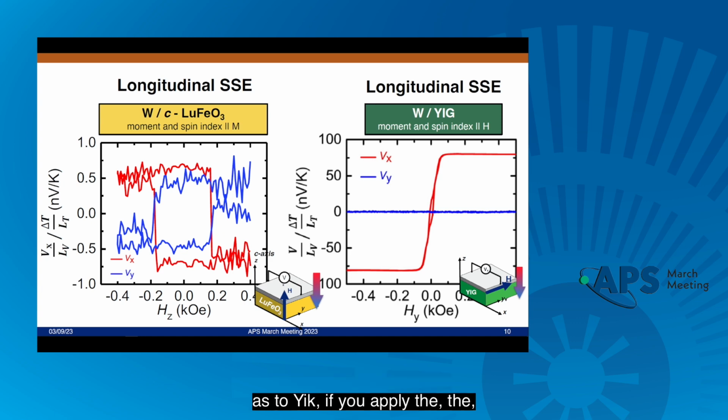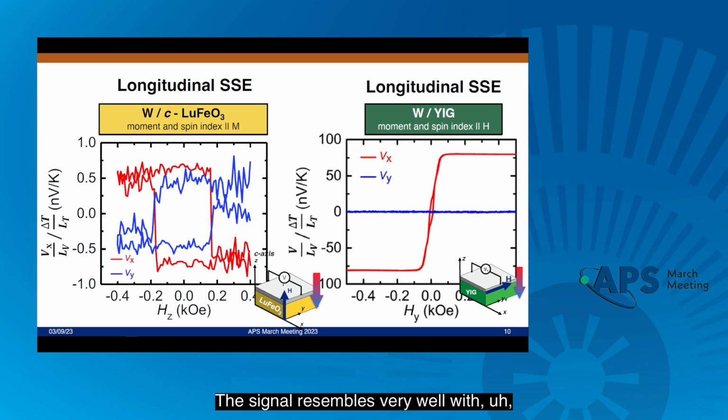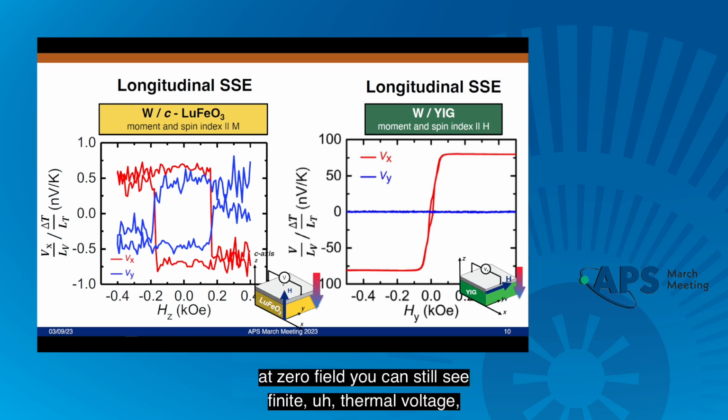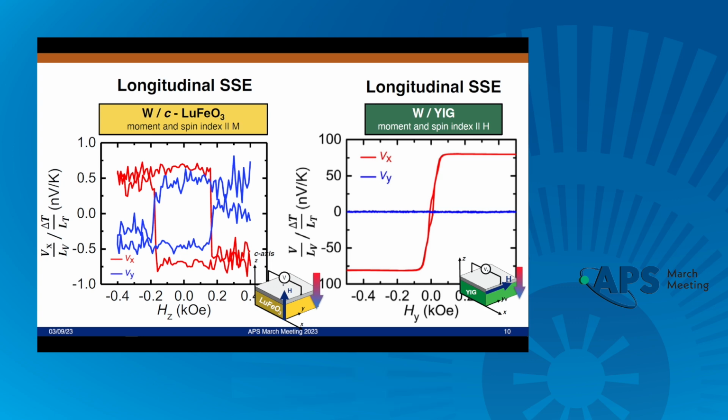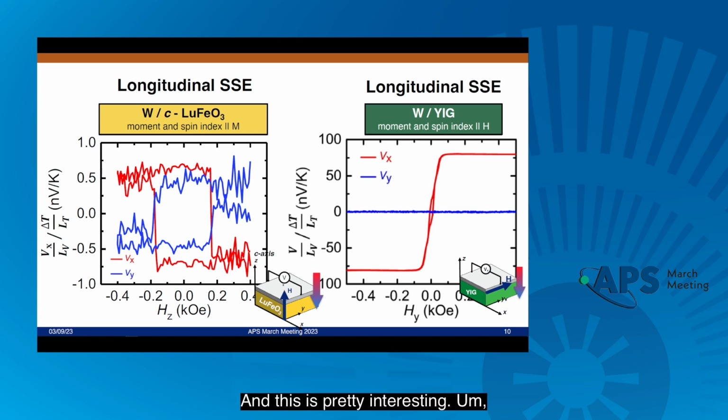If you apply the voltage probe along the moment and spin index direction, you don't see any signal. But here we saw signal in both directions. The signal resembles very well the vector VSM data in a way that at zero field, you can still see finite thermal voltage. The voltage can be flipped by a small amount, around 150 Oersted, of magnetic field. The voltage magnitude along x and y direction are pretty similar to each other. And this is pretty interesting for the longitudinal Spin Seebeck effect data.